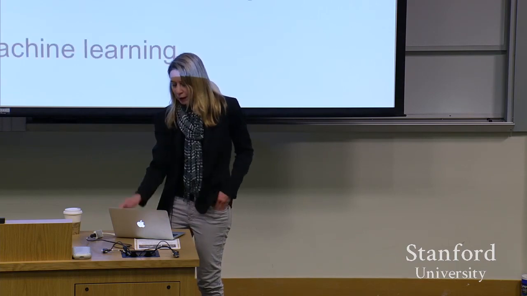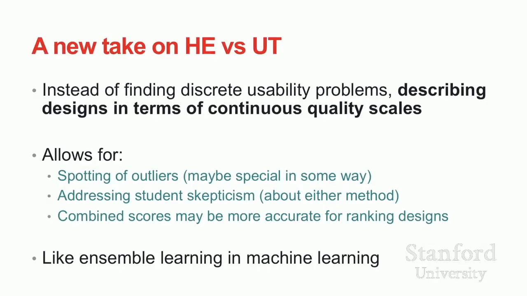But I think it's a new take on the HE versus UT debate of the 90s, which has kind of stalled since 2007. The idea is, instead of finding discrete usability problems, describing designs in terms of continuous quality scales, which allows for spotting of outliers, which might be special. And this problem we have with grading at scale, where people feel if they do something special, it gets ignored, it gets punished, right? So we want to avoid that problem. It might address student skepticism about either method, about the utilitarianness of one method or about the arbitrariness of the other method. And it might be more accurate for ranking designs.